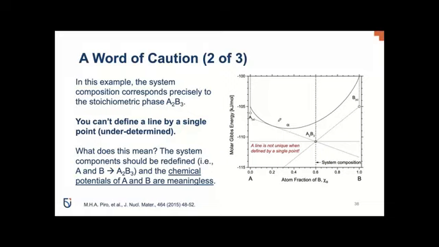Well, one should redefine the system components. It shouldn't be A and B in this case. Instead, it should be A2, B3. What does it practically mean? Well, the chemical potentials, which are normally defined by this lowest common tangent line, are now meaningless if you, again, define them by A and B. Okay, so you can relate this idea to many other thermodynamic systems.